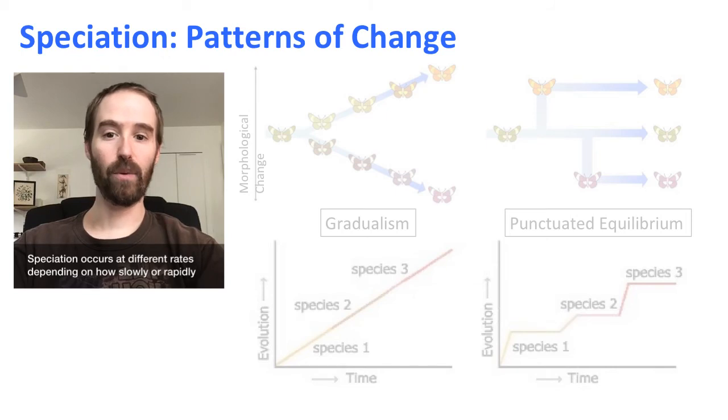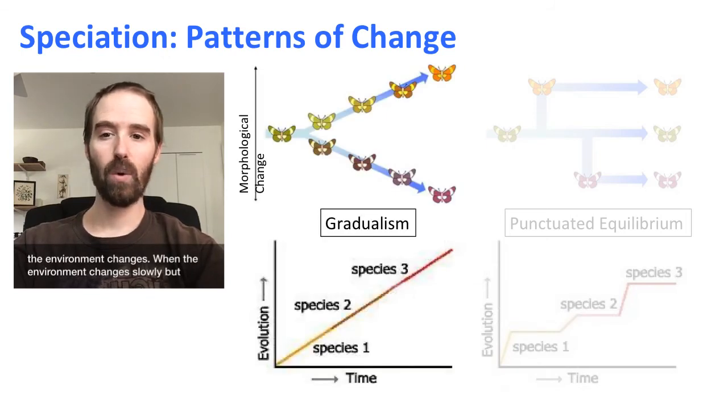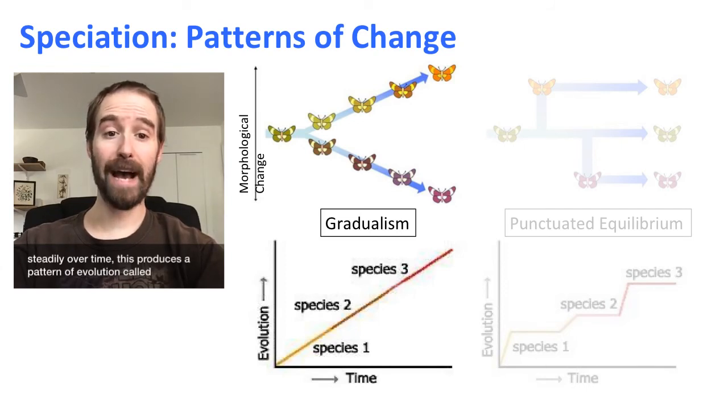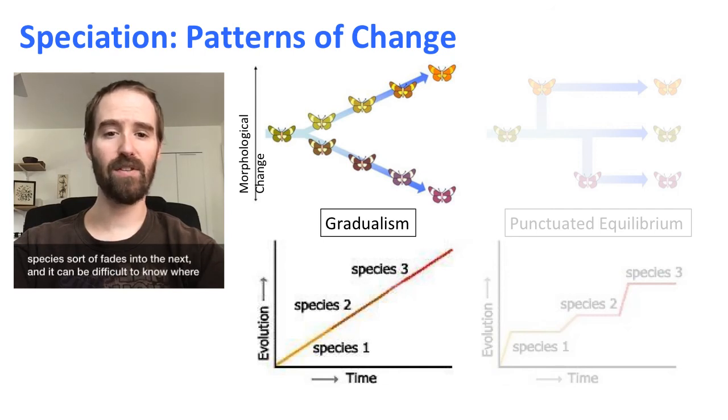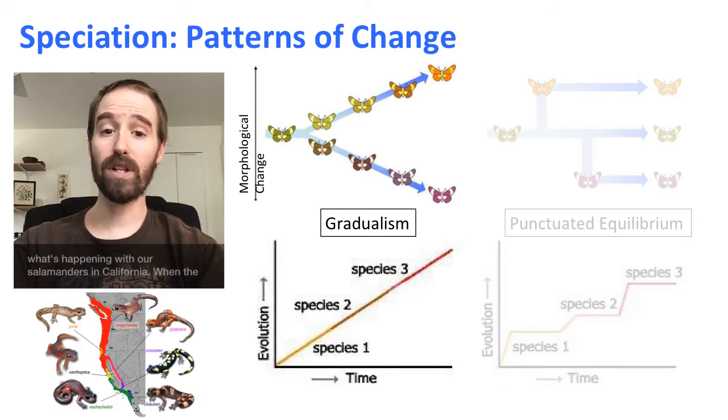Speciation occurs at different rates depending on how slowly or rapidly the environment changes. When the environment changes slowly but steadily over time, this produces a pattern of evolution called gradualism, characterized by a gradual but persistent pattern of change in a lineage of living organisms. As speciation occurs, one species sort of fades into the next, and it can be difficult to know where to draw the lines between one species and the next. This is a lot like what's happening with our salamanders in California.